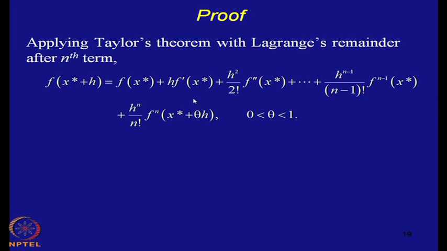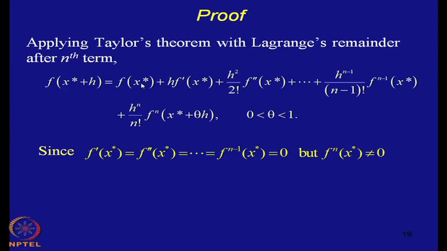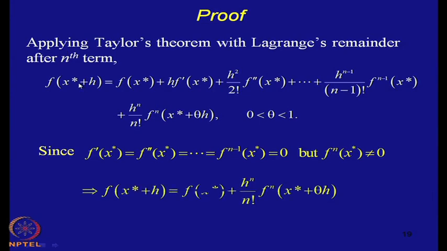And in the expansion, we have assumed that up to the (n minus 1)th order the functional derivatives vanish. That is why all the terms starting from the second term will vanish, and only the last term will remain. That is why the optimal point x star, whether it is maxima or minima, depends totally on the sign of f of x star plus h minus f of x star. It is very clear that f of x star plus h minus f of x star is totally dependent on the sign of h to the power n by n factorial times f n of x star plus theta h.